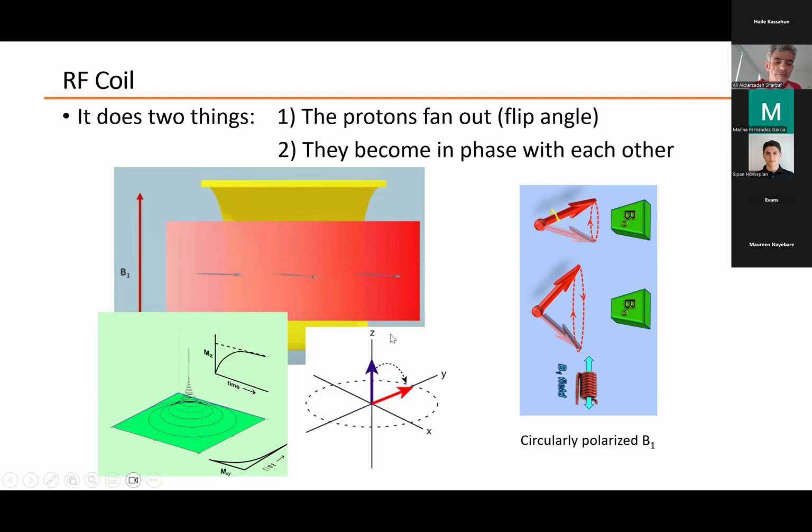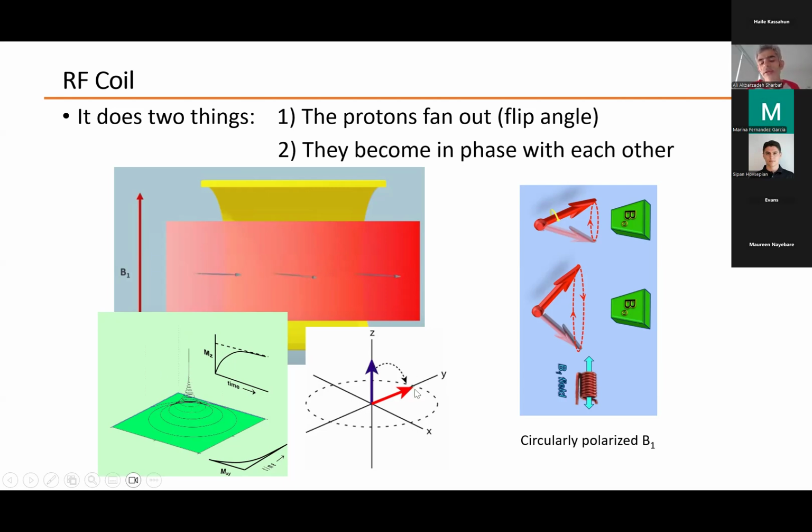Here, I have a better illustration. In the beginning, the tip is around here, almost in the same direction as the B0 field. Assume this is the B0 field direction. When we apply the B1 field, the flip angle starts to increase. So it follows a spiral trajectory like this. And when we turn off the B1 field, it gradually gets back to the initial position.